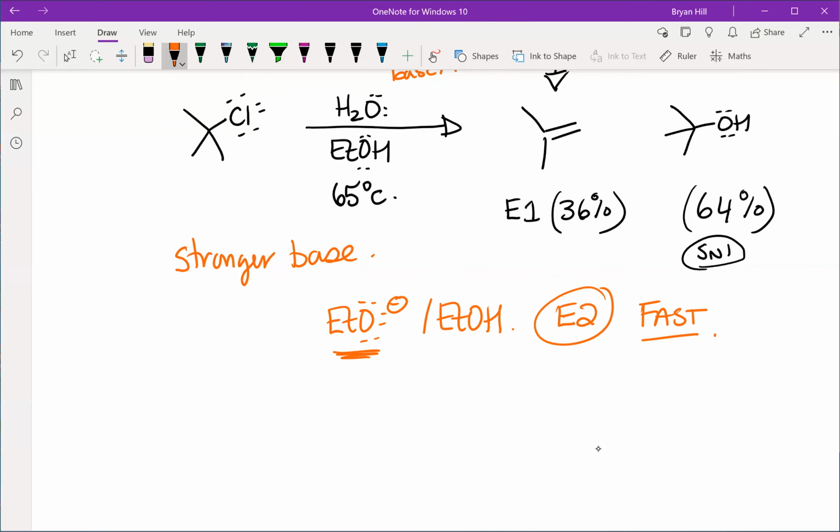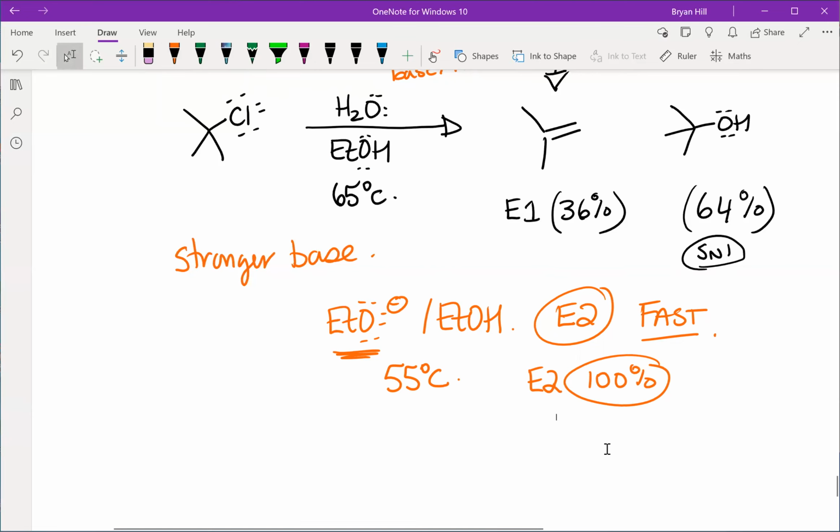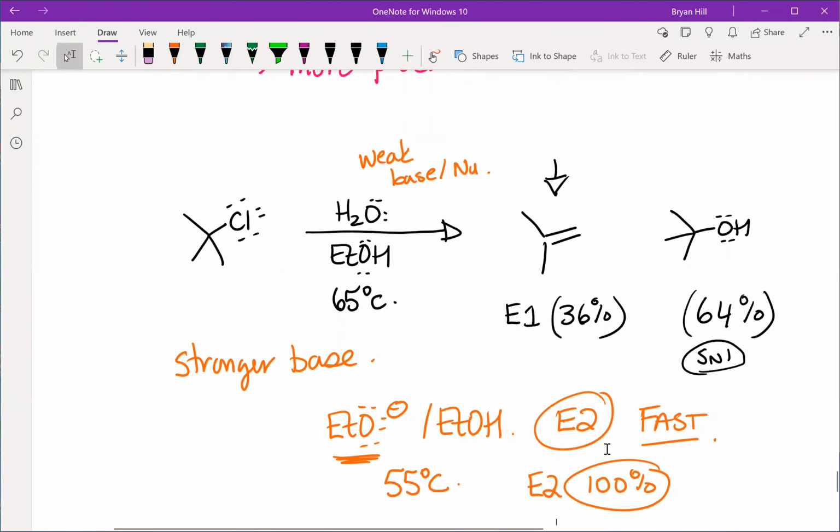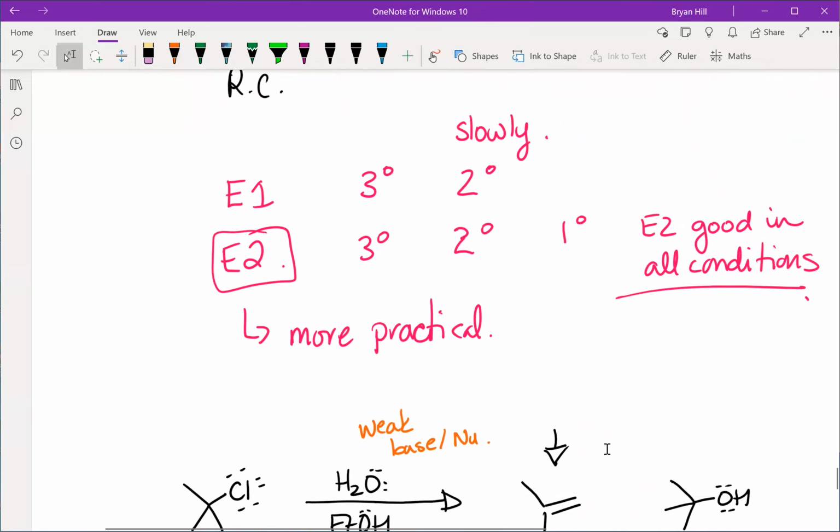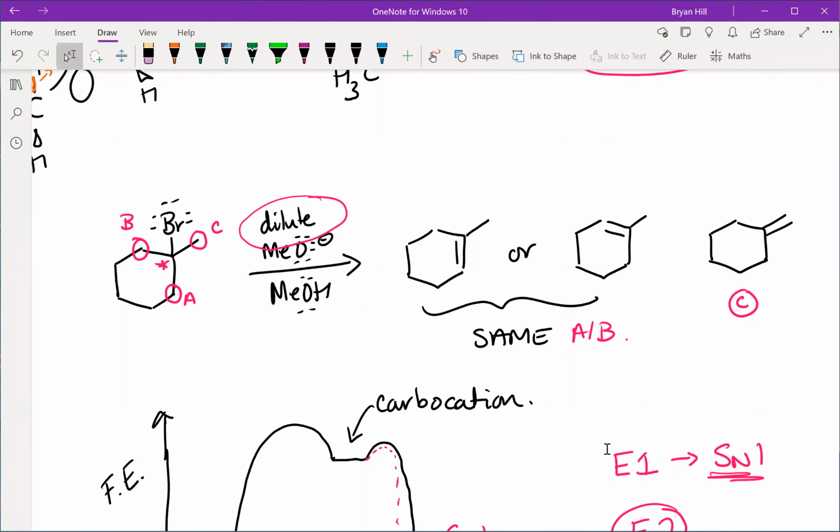So when you do the same reaction at 55 degrees Celsius, ethoxide, ethanol, 55 degrees Celsius, the ratio is essentially 100% E2. And you eliminate the SN1 entirely. So this is what I mean by often an E1 elimination isn't necessarily practical. But there are the rare occasions where you might need to use that. So if you ever see dilute in the scheme, this is me telling you we're trying to set up an E1 elimination.